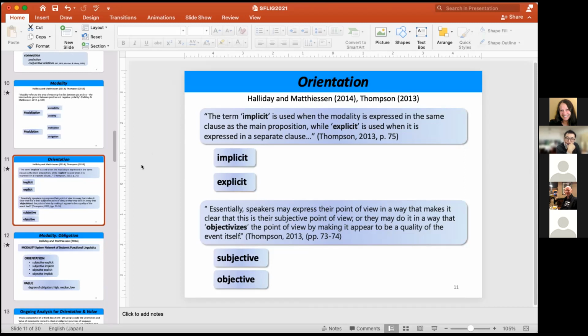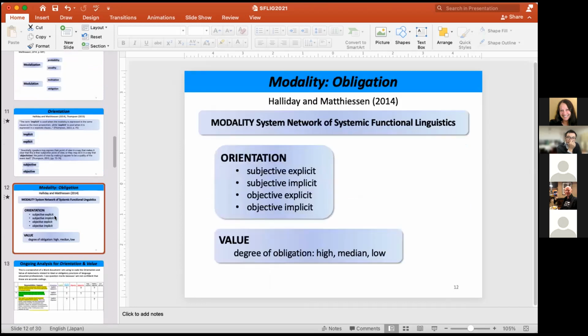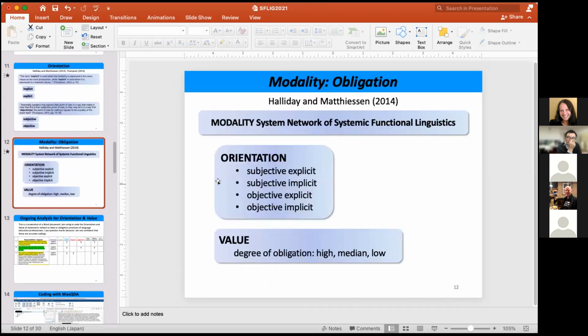So I guess implicit when the modality is expressed in the same clause, and explicit when it is expressed in a separate clause. And then also if their expressions are subjective or objective. Whether it sounds like, if they say teachers should use educational technology, does that viewpoint come from them, or are they expressing something objective? Maybe it's a teaching standard or something. Okay, so when you put those together, you can get an orientation: subjective explicit, subjective implicit, objective explicit, and objective implicit. And the value, the degree of obligation, high, medium, or low.